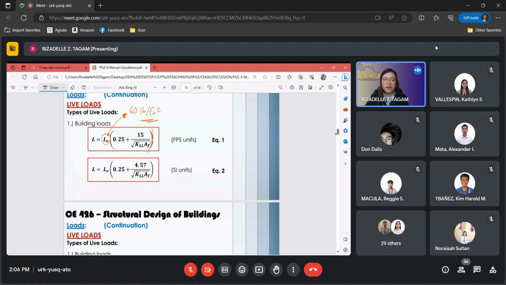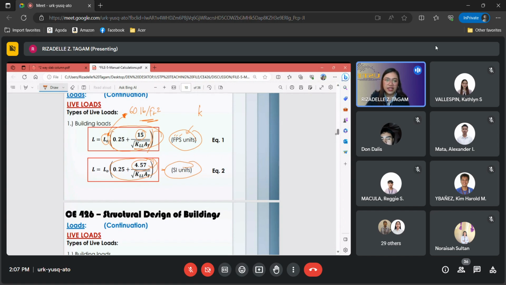So 0.25 plus 15 over square root of K sub LL multiplied by the tributary area. If English unit, FPS stands for feet, pounds, seconds. So, English unit na siya. For SI, kung metric na itong gamit, lahi ang value: 15 and 4.57. Inyo nang bantayan. And kaning reduction factor is denoted as K nga gamay.